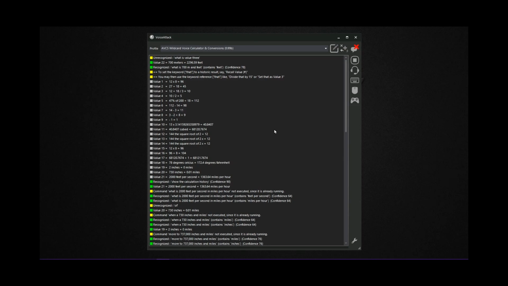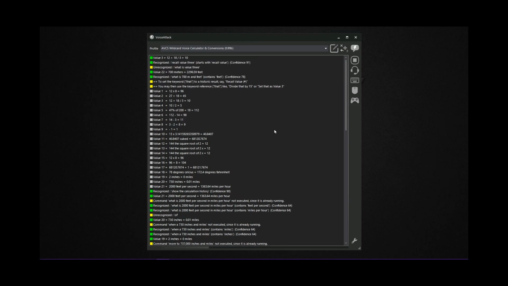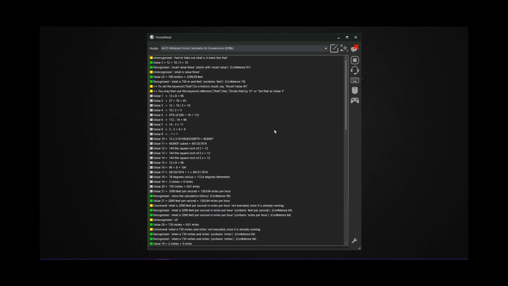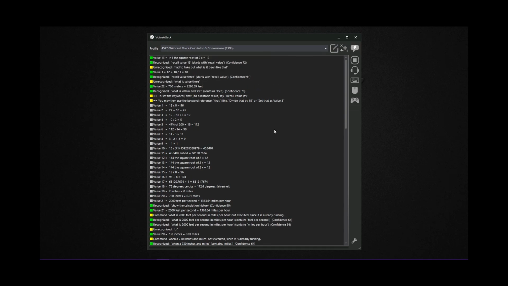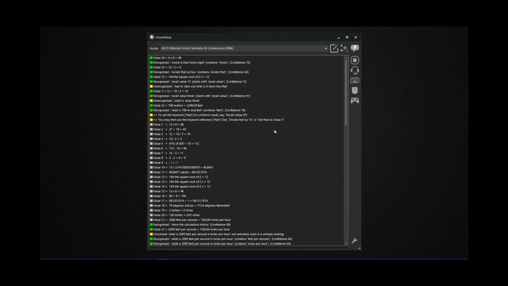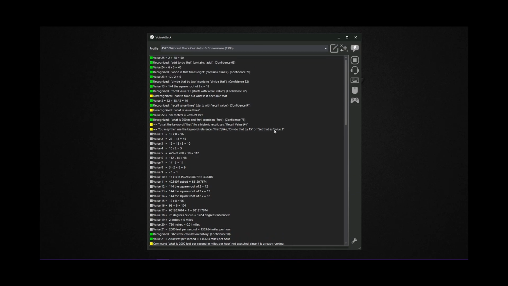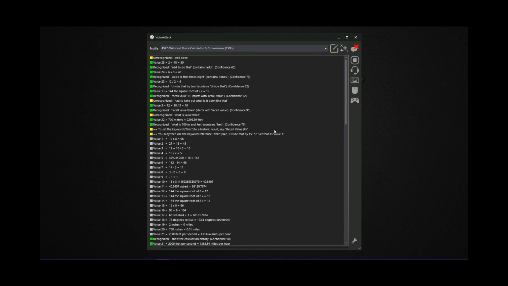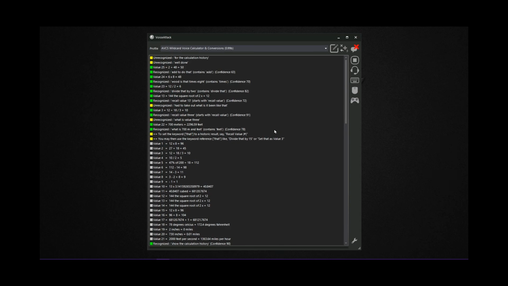Recall value 3. 10. Had to take out what is, it didn't like that. Recall value 13. 12. Divide that by 2. 6. What is that times 8? 48. Add 2 to that. 50. Well done. Clear the calculation history.